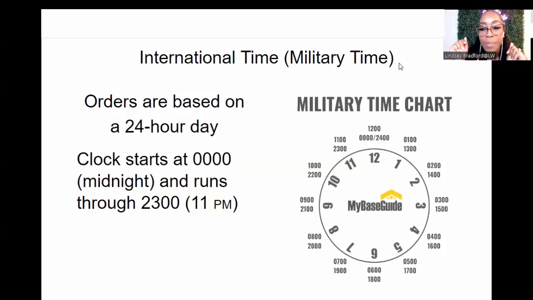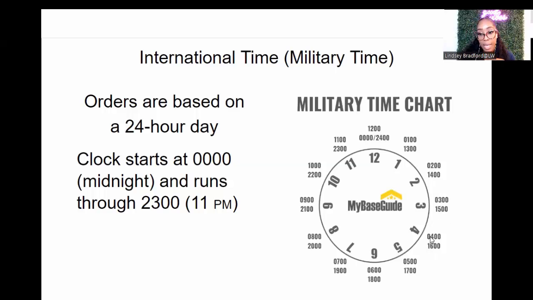Okay, anyway, I digress. So when you see this, keep in mind you have the 0100, 0200, 0300, 0400, so on and so forth. And then after the 12, once you get here, it just goes 1300, 1400, 1500, 1600.